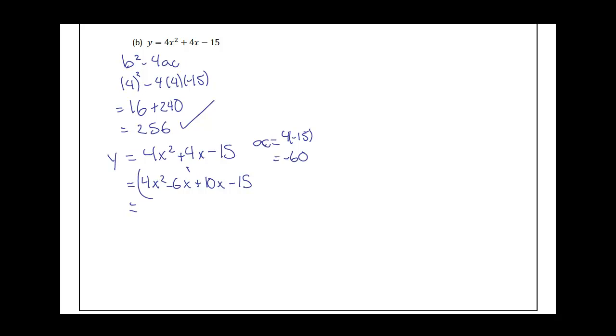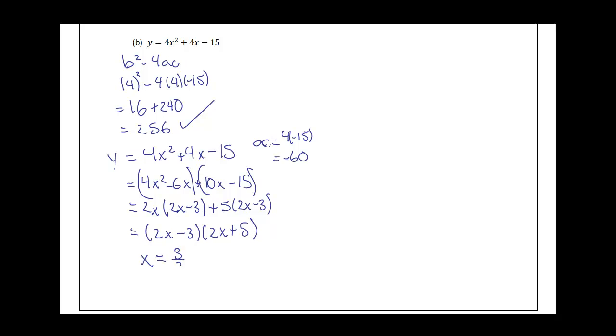Now we can go ahead and split our equation, and we'll take out a factor of 2x here, leaving us with 2x minus 3, plus a 5 here, leaving us with 2x minus 3 as well. And hence our factors are 2x minus 3 and 2x plus 5 in this case. Then when we set them equal to 0, we get intercepts of 3/2 and negative 5/2. And these are our x-intercepts.